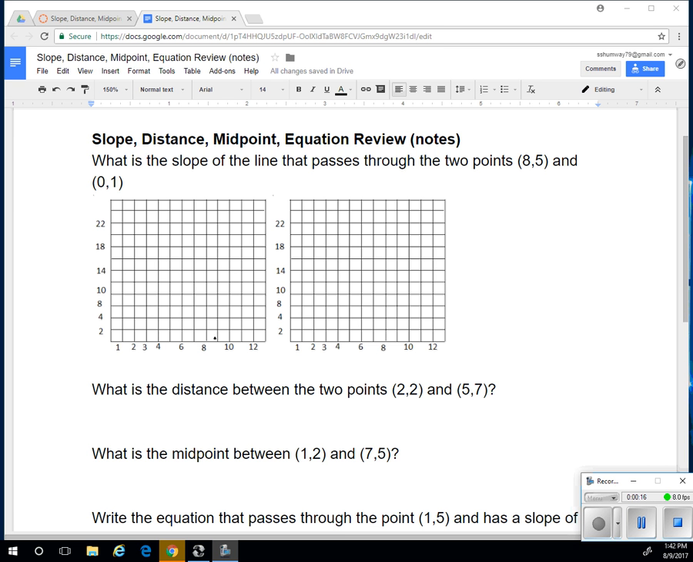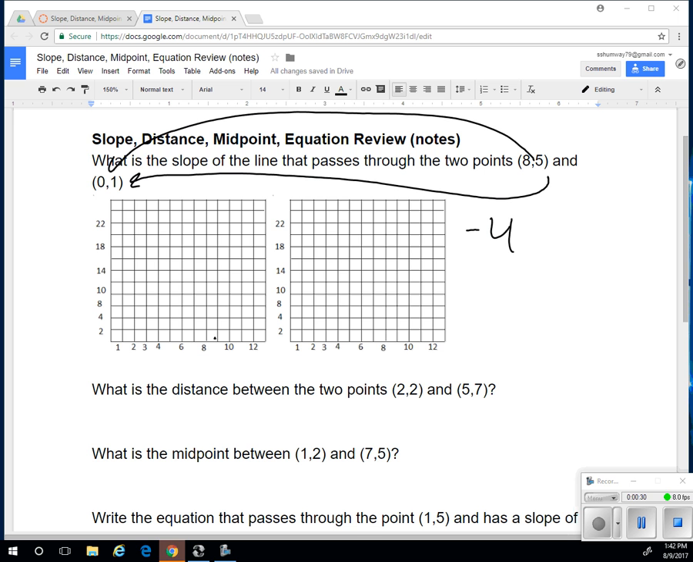So, for the slope, you want to find out how much y changes. Y went from 5 to 1, so it went down by 4. X goes from 8 to 0, so it goes down by 8. Negative divided by negative is positive. 4 apples divided among 8 people, each one gets a half. So the slope is up 1 over 2.